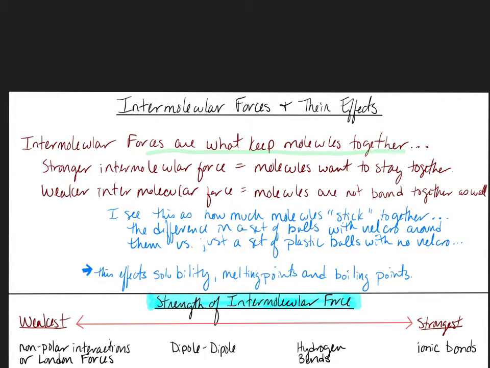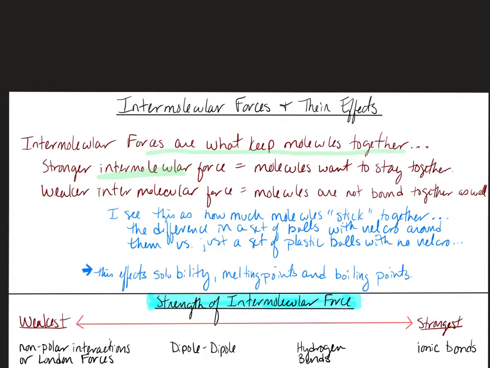If you have a stronger intermolecular force, in other words, a force between molecules, that's what this term means, intermolecular, between molecules, you have something that sticks them together. Well, if you have something stronger sticking them together, that means they want to stay together. Why does this matter? Molecules that want to stay together want to be a solid together. They want to be a liquid together. They don't want to be a gas and be further away from each other.